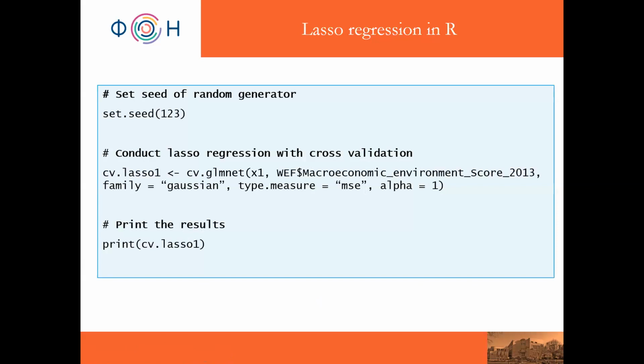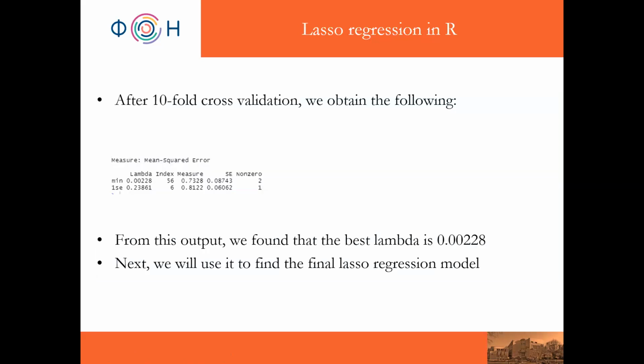Again, we are doing the cross validation. Again, my recommendation is to set a seed. All parameters within the function are the same except alpha. Alpha is in fact the parameter telling you whether you are using ridge regression or lasso regression. We are going to print our results, and here we, for example, see that the best value of our lambda is 0.002.